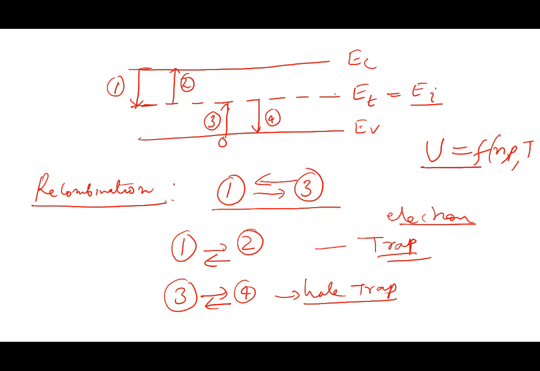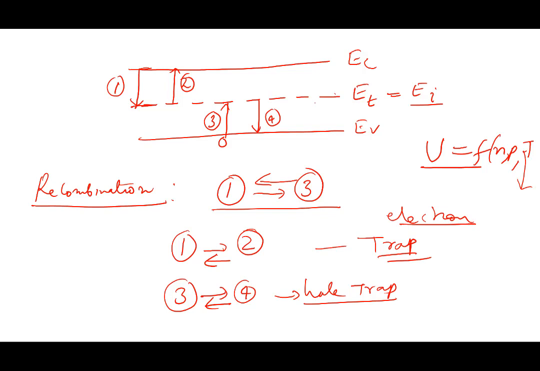Obviously, the defect characteristics. How does it capture an electron? How does it capture a hole? That's what I'm trying to tell you: each defect level is not the same. Some defect levels may act as an electron trap only. Some may act as a hole trap. Some may act as a good recombination center. Some may act as a poor recombination center. So obviously, all the defect characteristics should enter here.